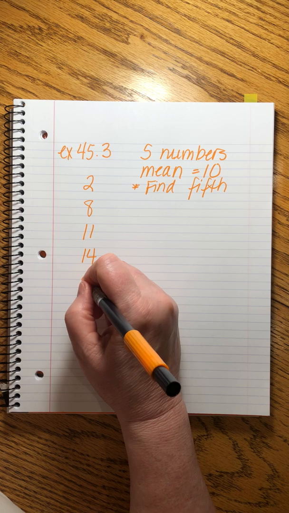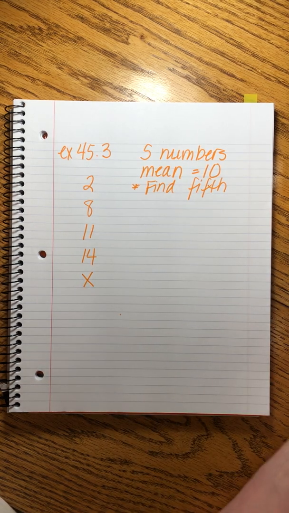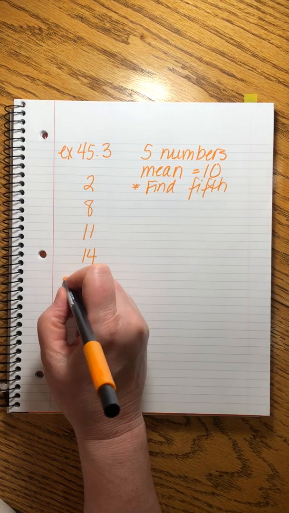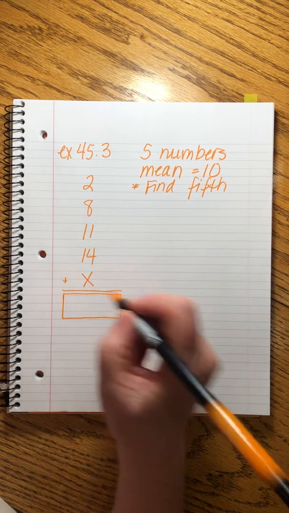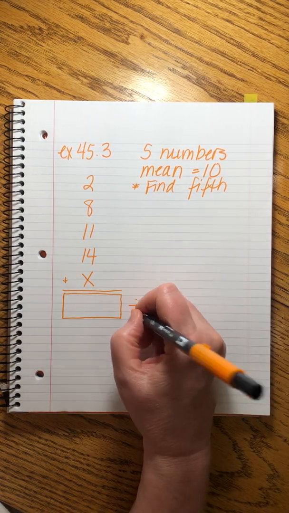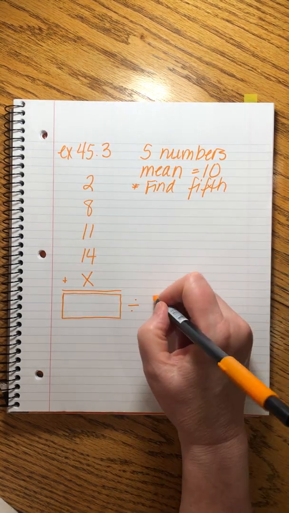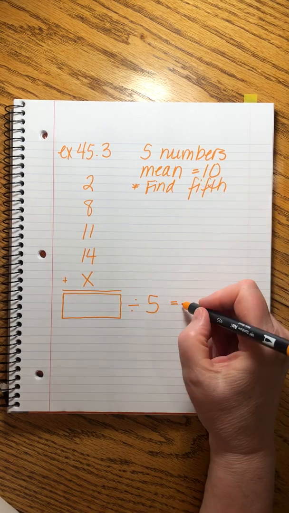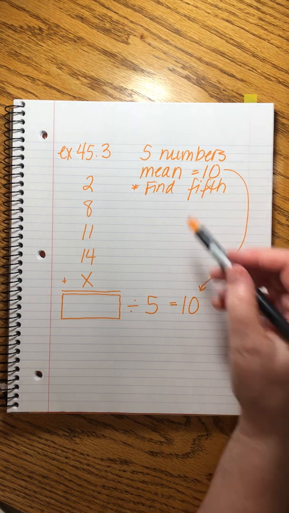Let's just put an X here. That's our mystery number. Now, what did we do with them when we calculated the mean? We added them all up. We got a total here. And then we divided by the number of numbers, didn't we? 1, 2, 3, 4, 5. And when we did that, we got the mean, which is 10, right? That's where we get that 10.